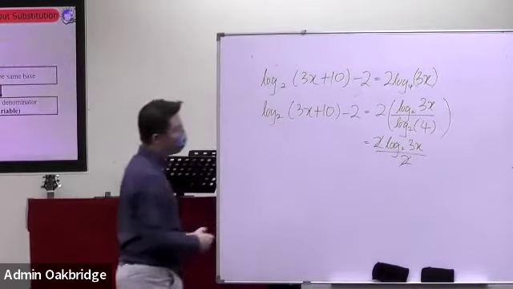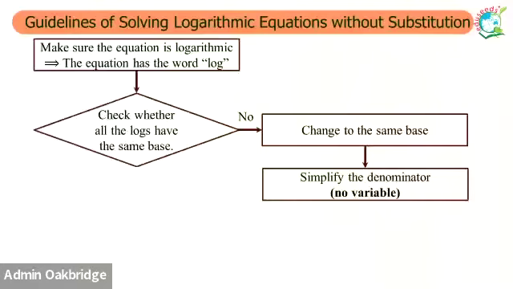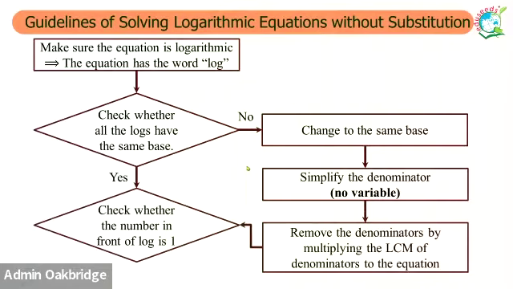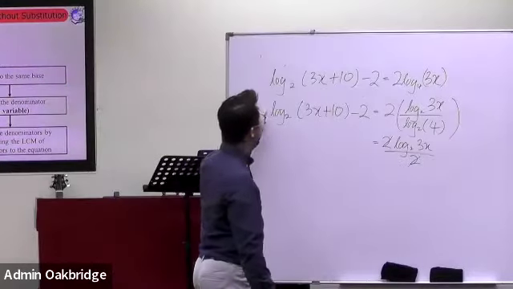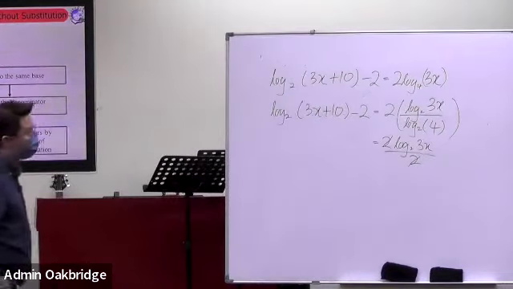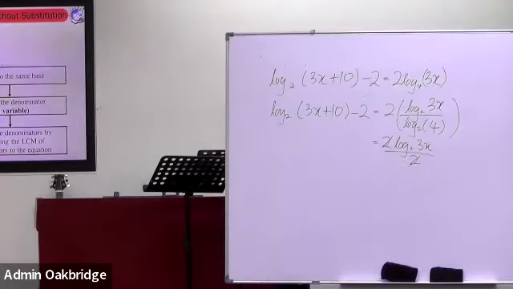All right, what should we do next after you simplify the denominators? Here you can remove the denominators, but in this case, because the denominators cancel out, you don't need to carry out this step. So what we do next is check whether the number in front of log is 1. Yes, you see, the number in front of log is 1. This one also 1, right? No problem, so you don't need to do anything. So let's proceed.